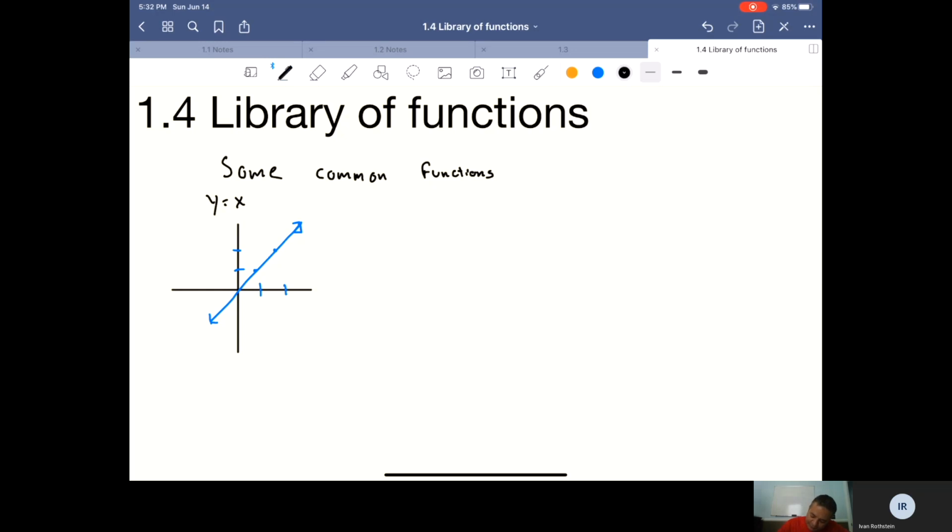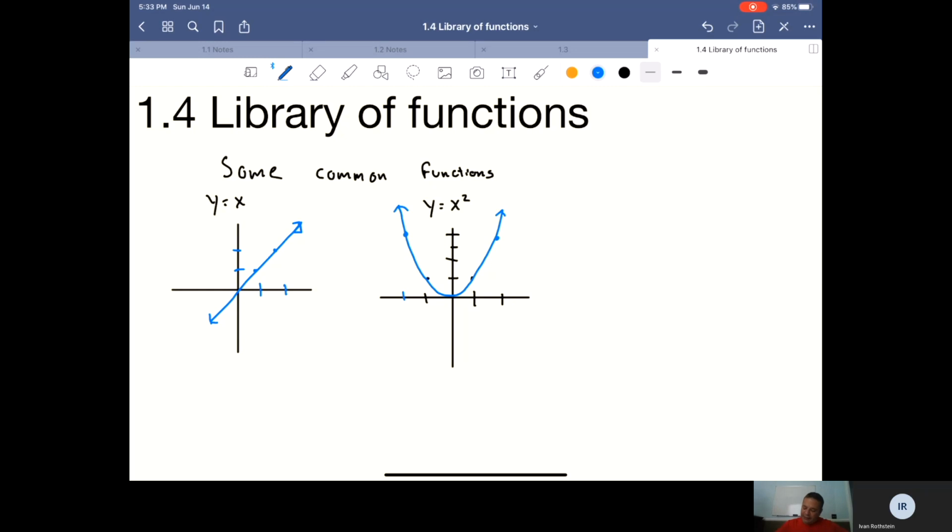Next in line, y equals x squared. Again, not too crazy. 1, 1, negative 1, 1. Let me fix that there. Okay. 2, 4, negative 2, 4. And so y equals x squared looks like so.